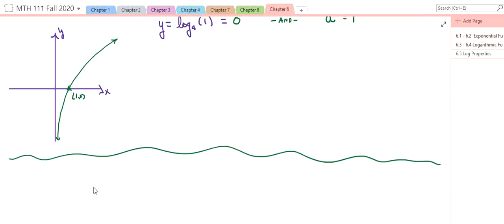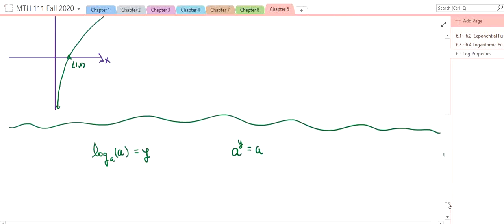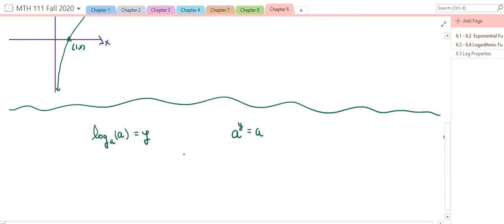Okay, thinking again about the ideas of switching back and forth. Log base a of a, so say a is the argument here, equals something, equals y. Well, think about it this way. If we rewrite it as an exponent, we have base a raised to the power of y equals a. What has to happen for that to occur? Well, y needs to be equal to 1. So log base a of the same argument a equals 1.